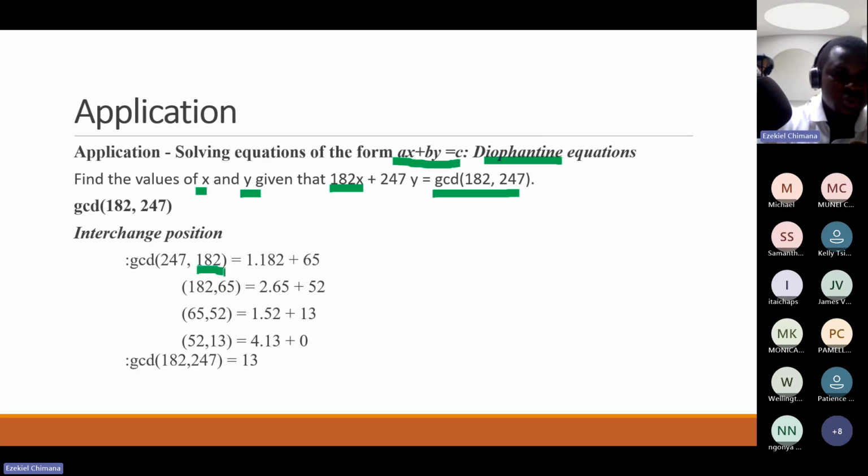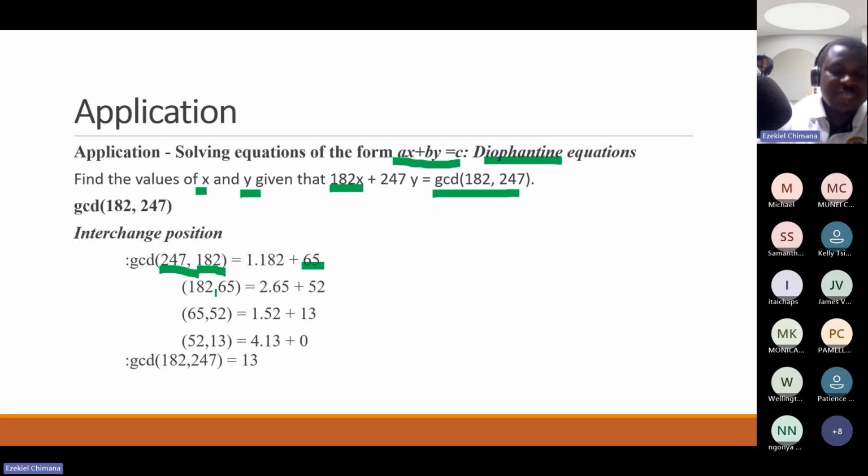So you divide 182 into 247. It's just 1, and it leaves a remainder of 65. That's why I've got 1 times 182 plus 65, which gives you 247. So 247 divided by 182 is just 1, with a remainder of 65. Since the remainder of 65 is not 0, this B here will become your A, and then this remainder will become your B. It's just the rules of the algorithm.